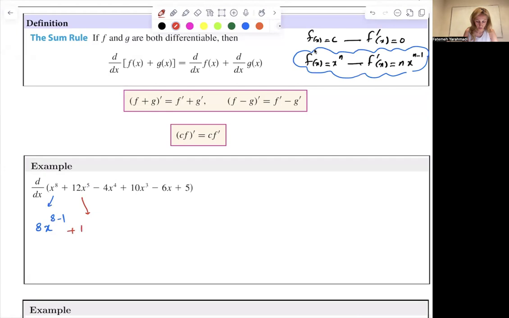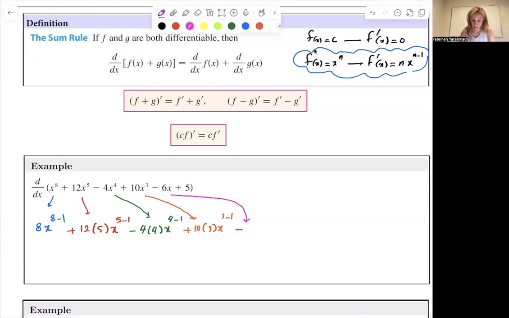The second one is 12 x to power 5. So plus 12 times 5 x to power 5 minus 1. The next term, as we see here, is negative 4 x to power 4. So you get minus 4 times 4 x to power 4 minus 1. The next term here is 10 x cubed. So you get plus 10 times 3 x to power 3 minus 1. Then you have minus 6x. The derivative of negative 6x is minus 6x to power 1 minus 1.